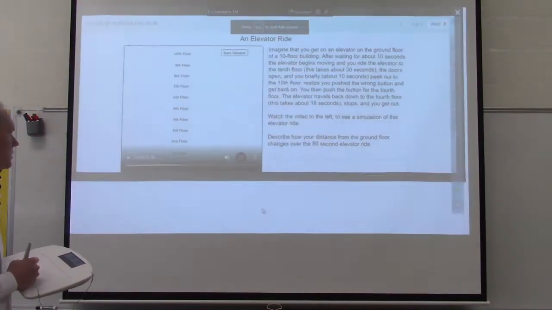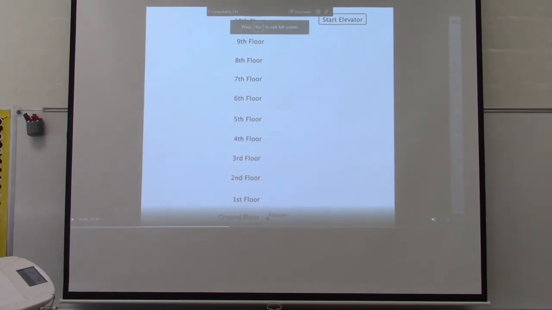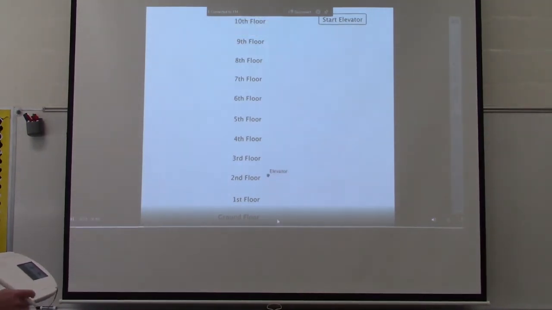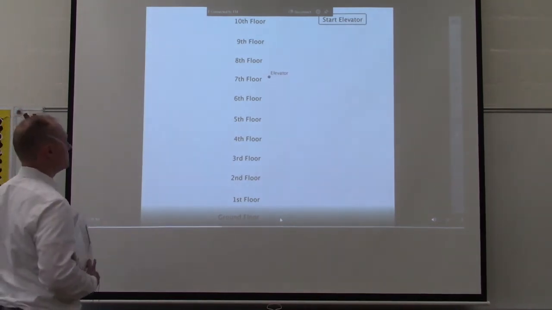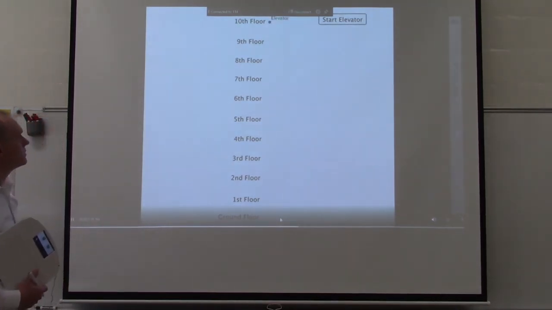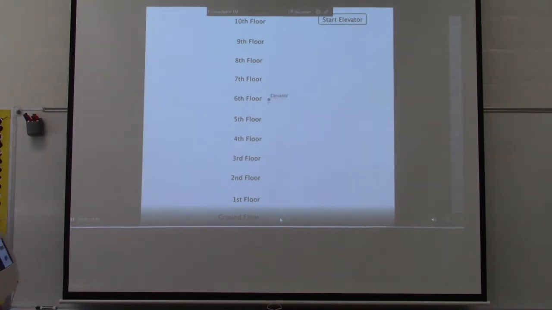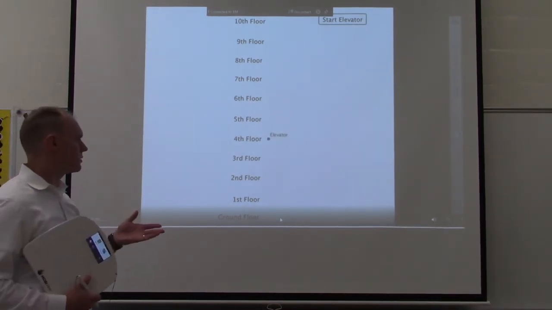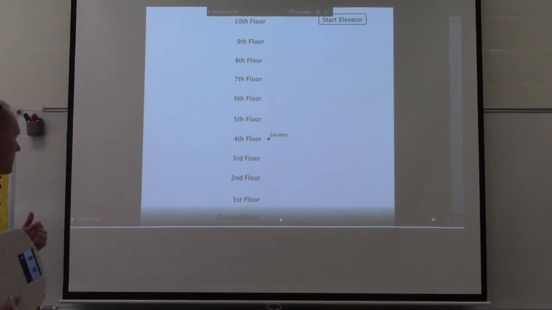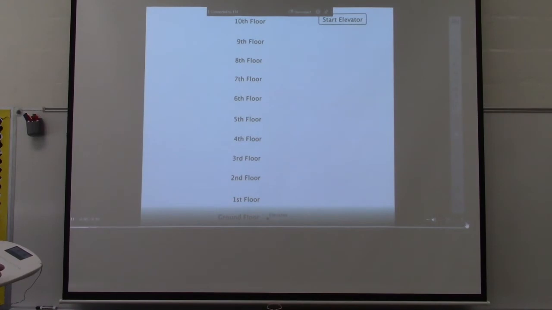So this is an elevator ride. Imagine an elevator following this dot here at the bottom. It goes up from the ground floor to the 10th floor, all the way up to the top, and then it goes back down to the 4th, stays there for a minute, and then that's it.